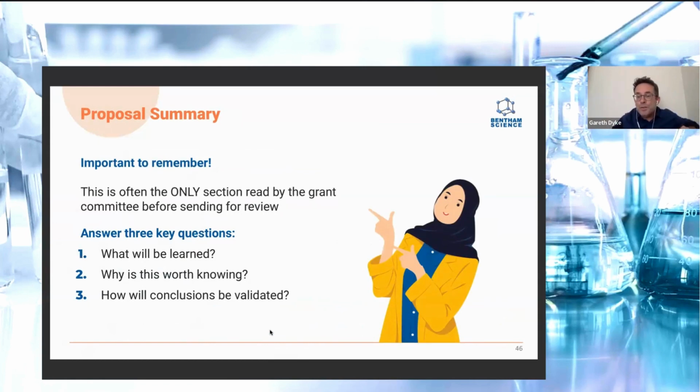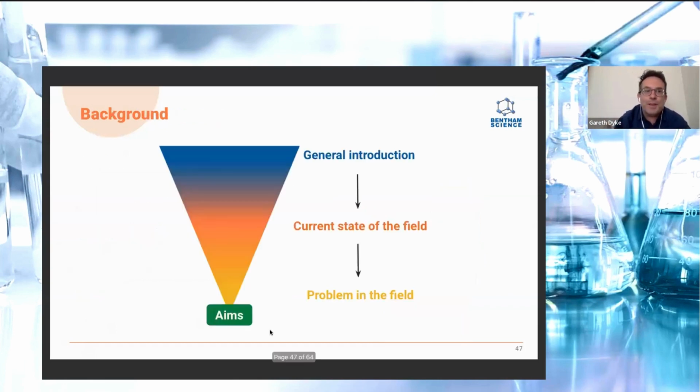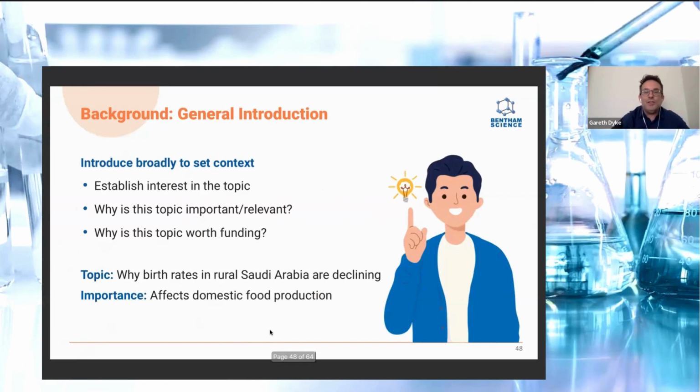But it's important to always keep in mind what will be learned. Why is this worth knowing? And how will the conclusions of this application be validated? Because we're going from a general introduction into the current state of the field and then giving our readers a problem that the proposal is going to address. Why it's important, what's currently known, and how the proposal is going to address that key issue. So in your general introduction, establish the context. Give the reader information about why the topic is important and relevant.